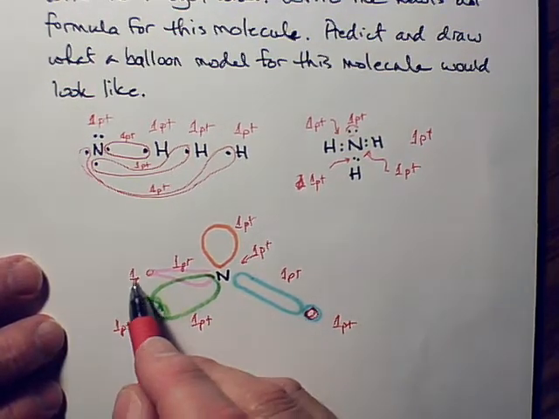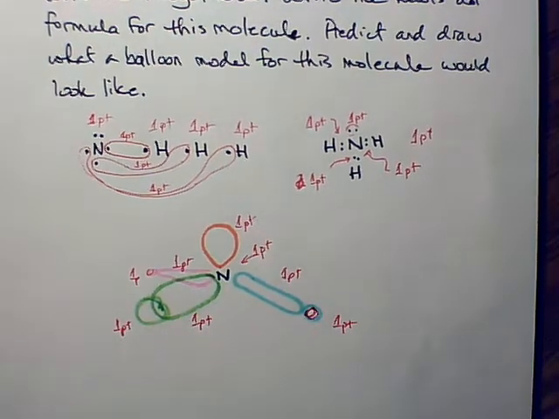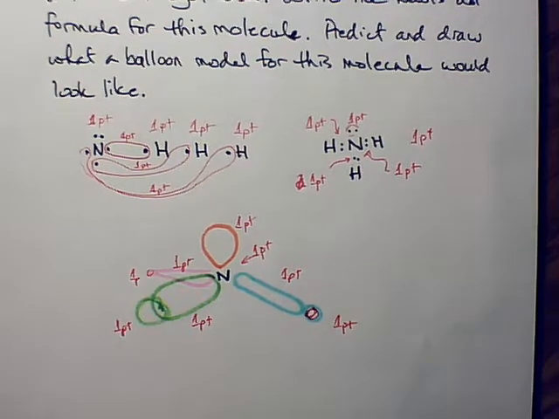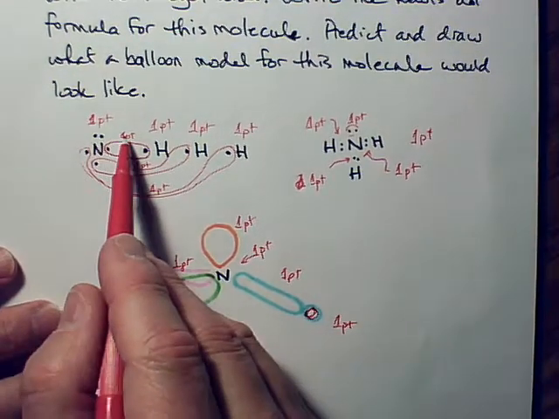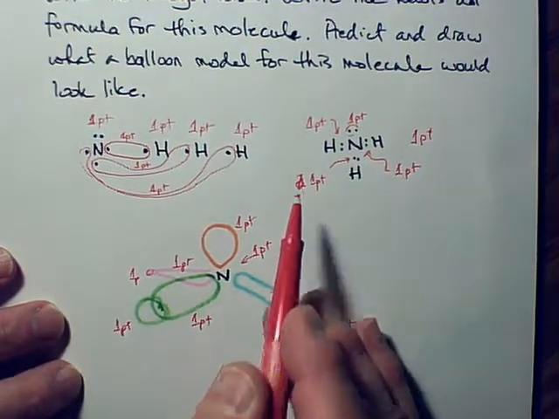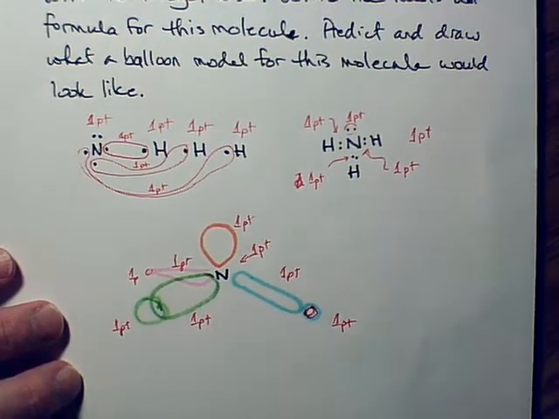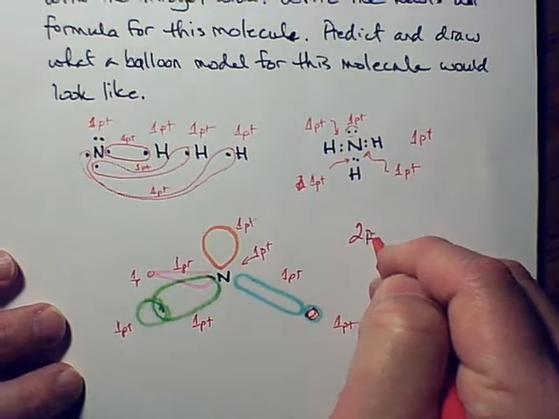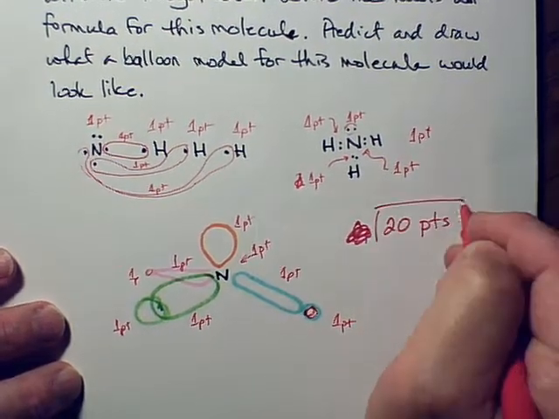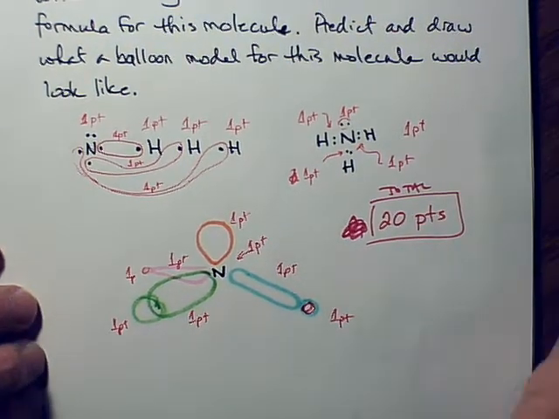So that's 12, 13, 14, 15, 16, 17, 18, 19, 20 total. Would it be 21? Did I miscount? 1, 2, 3, 4, 5, 6, 7, 8, 9, 10, 11, 12, 13, 14, 15, 16, 17, 18, 19, 20. Okay. Just want to make sure. You could have been right, you know. So that's the total for this, okay? Any questions?